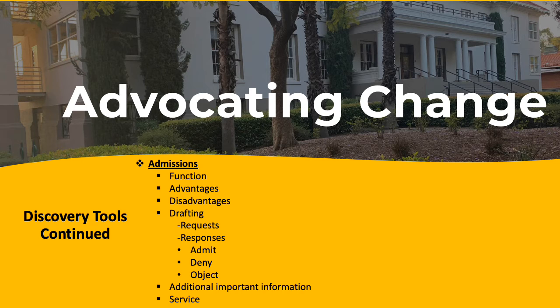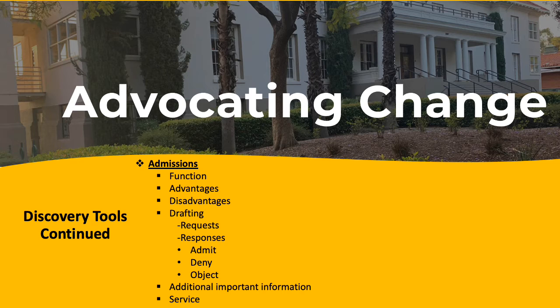The disadvantages for requests for admissions are that they are limited to 35, so you must be very specific and clear. The responding party may use their response as a stalling tactic, and they typically involve less important issues, as the important issues in the case will have to be proven at trial.